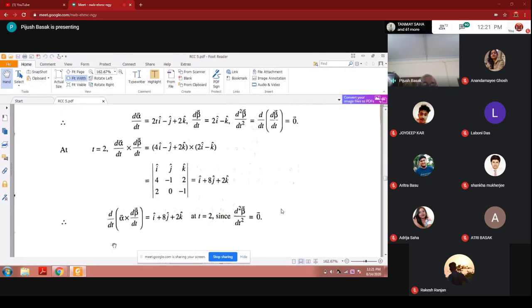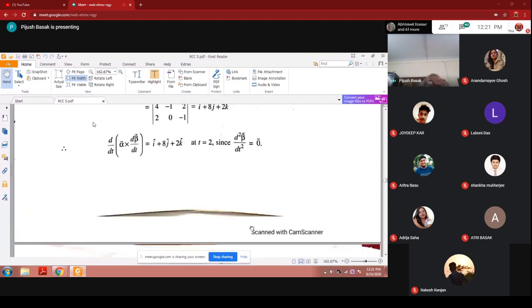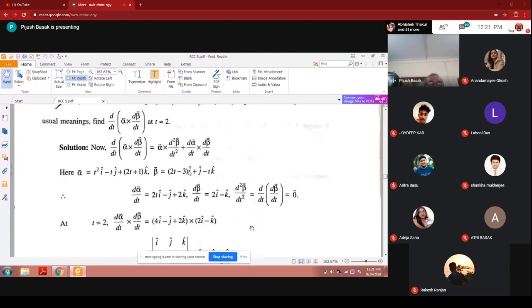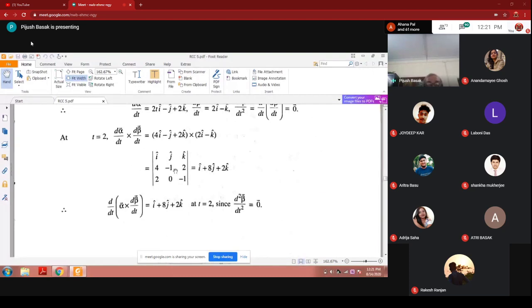So they have told you to find d/dt of this. Again differentiate this at t equal to 0, and you find d²beta/dt² is equal to 0. So the quantity you have found out is this. They wanted d/dt of alpha cross d beta/dt at t equal to 2, which is i plus 8j. I think because there is no response, this much has been forgotten by you.